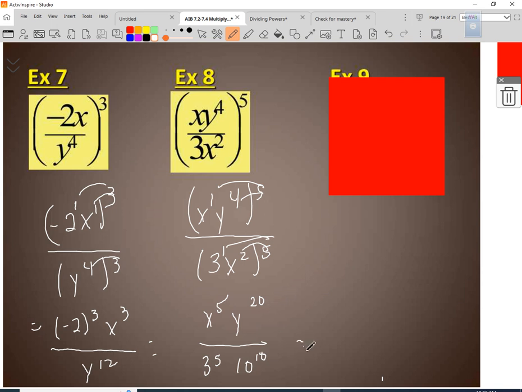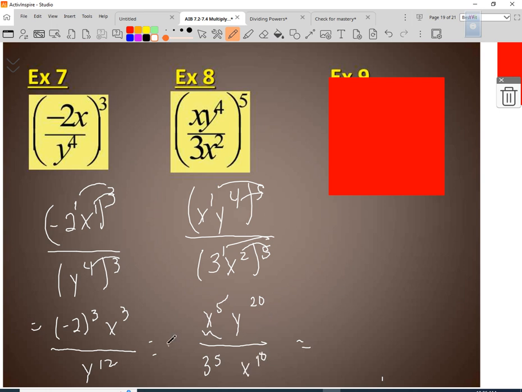But we're going to simplify here. So the like bases are here. Oh, I wrote a 10 to the 10. That should be x to the 10, right, guys? My bad. x to the 10th power.